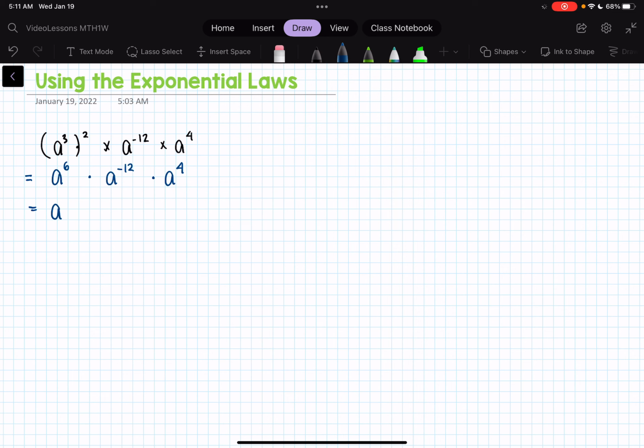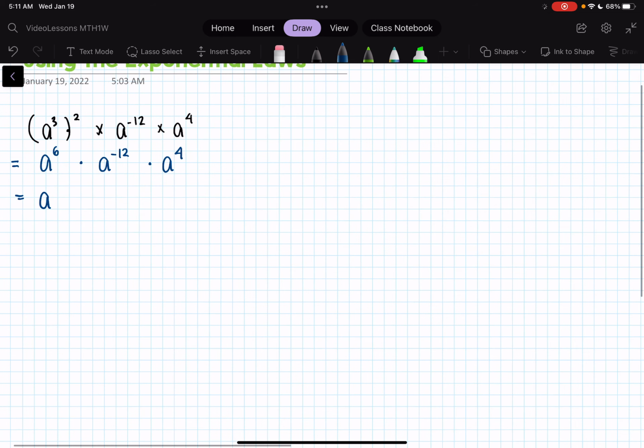So when we add the exponents, and this is what I don't want to see, you should not be writing this and then giving an answer. I don't need to see that. What you need to do is just either do some mental math and add them in your head or take out a calculator and add them using your calculator. But what we're going to get is a to the negative 2.